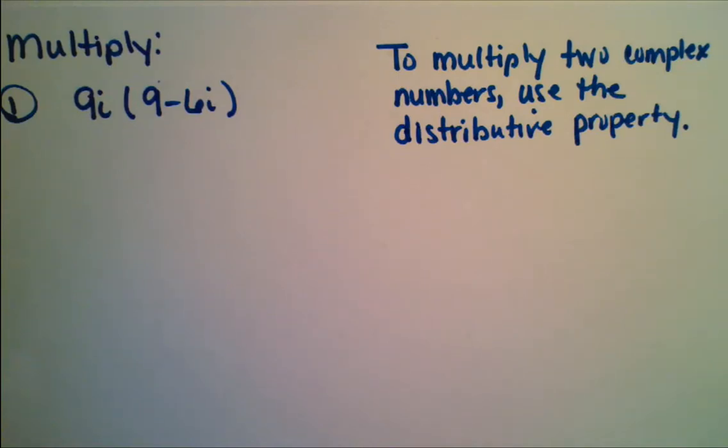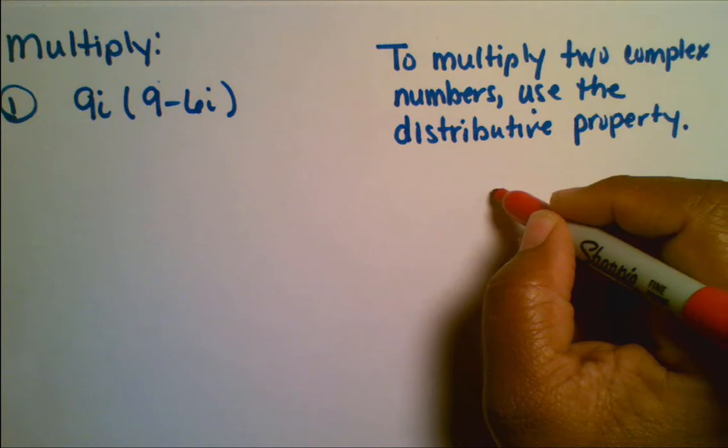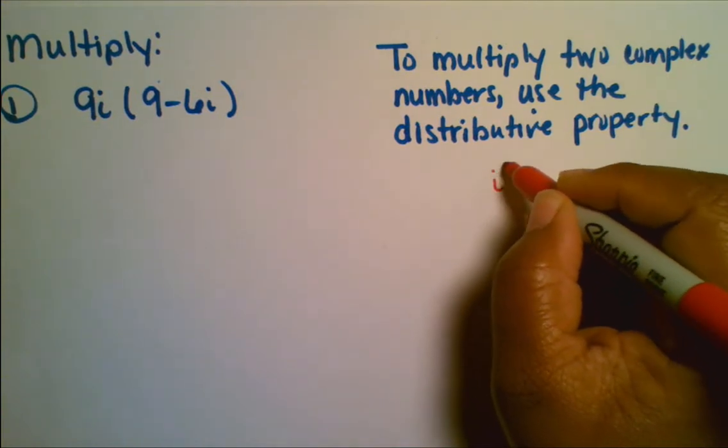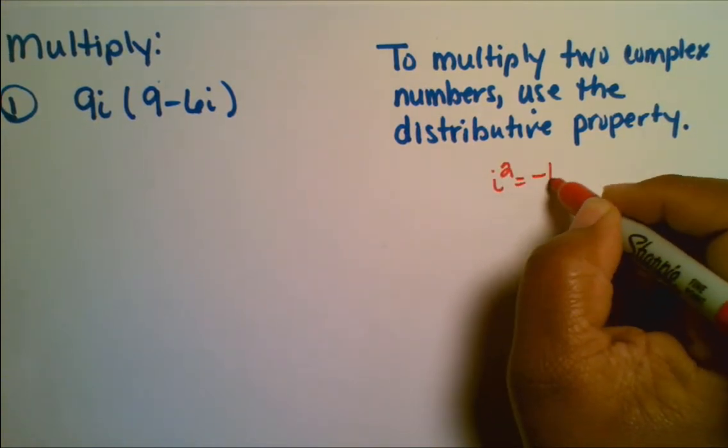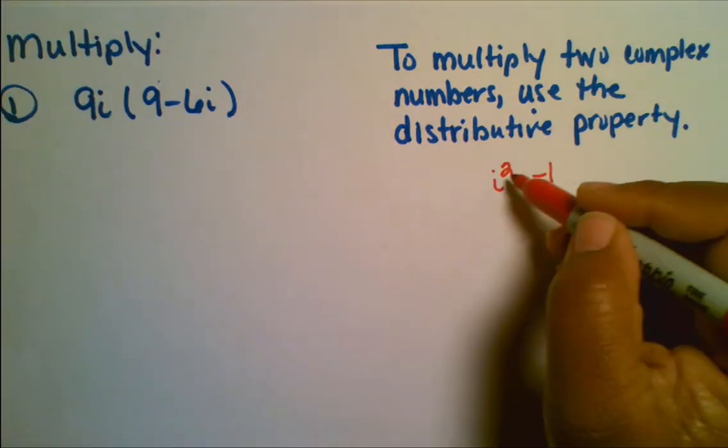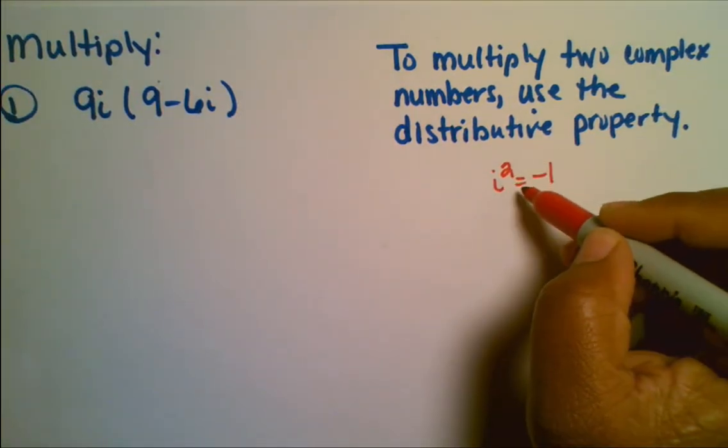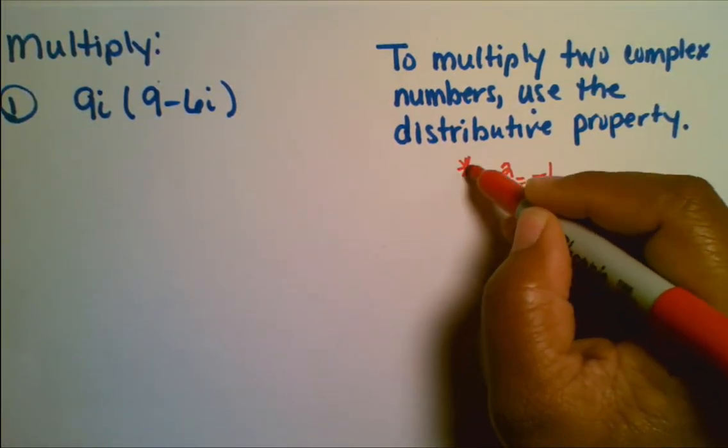Next, so we looked at adding and subtracting complex numbers. Now we're going to look at multiplying complex numbers. So to multiply two complex numbers, we're going to use the distributive property. Please remember, especially when it comes to multiplying, whenever we multiply two i's, we get i squared, and i squared is equal to -1.